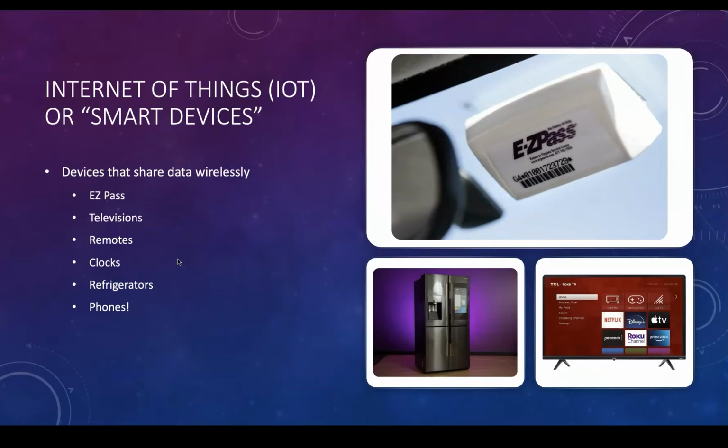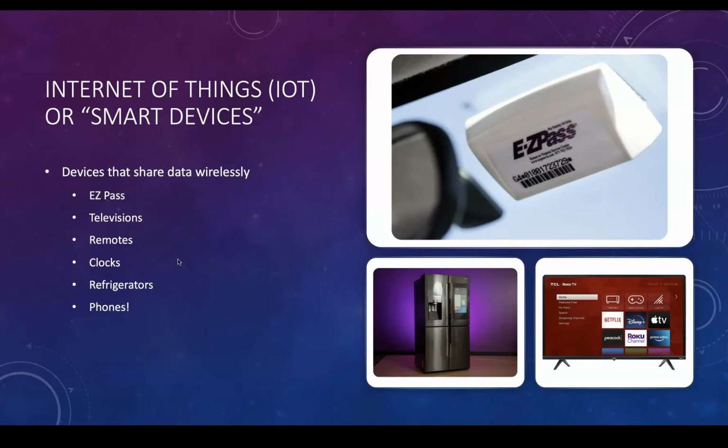All right, Internet of Things, what we call IoT or smart devices, that's usually what people call them, is any device that shares data wirelessly. So if a wire is not needed to connect them to share data or share information, then it's a smart device or an IoT device.